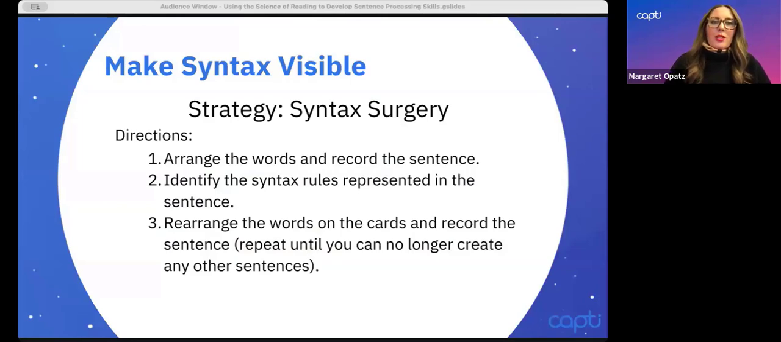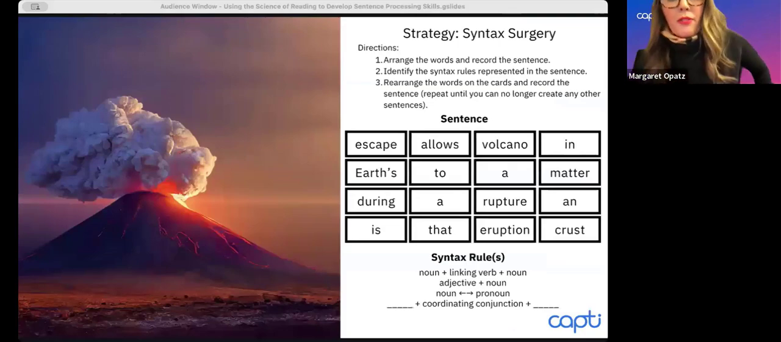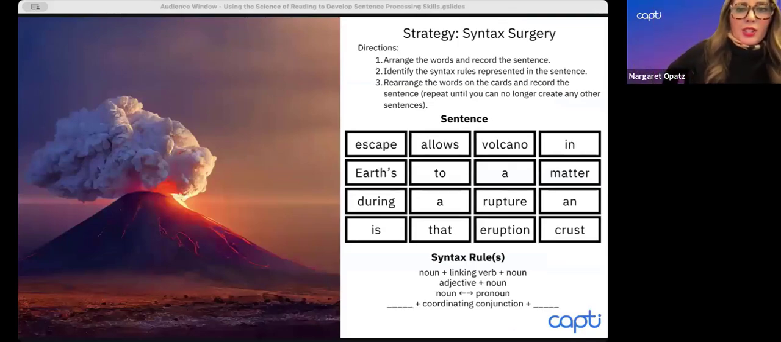First of all, you find a complex sentence that you want students to focus on. Then students will arrange the words and record the sentence. Then you ask students, what are the syntax rules that are represented in the sentence? This is, of course, after you've taught the rules. Then they would identify the various rules and keep rearranging the words and recording those sentences until they can no longer create any other sentences. So here's one. I pulled this from that first sentence that I shared earlier.